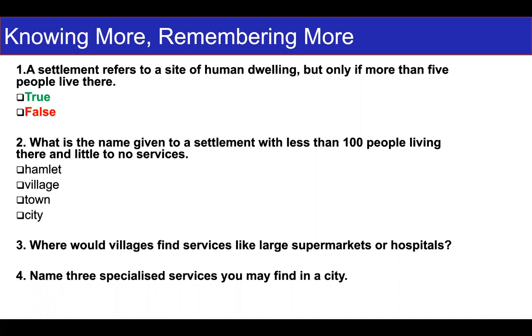Number 2. What is the name given to a settlement with less than 100 people living there and little to no services? Read it again. What is the name given to a settlement with less than 100 people living there and little to no services? Is it a hamlet, a town, a village, or a city?